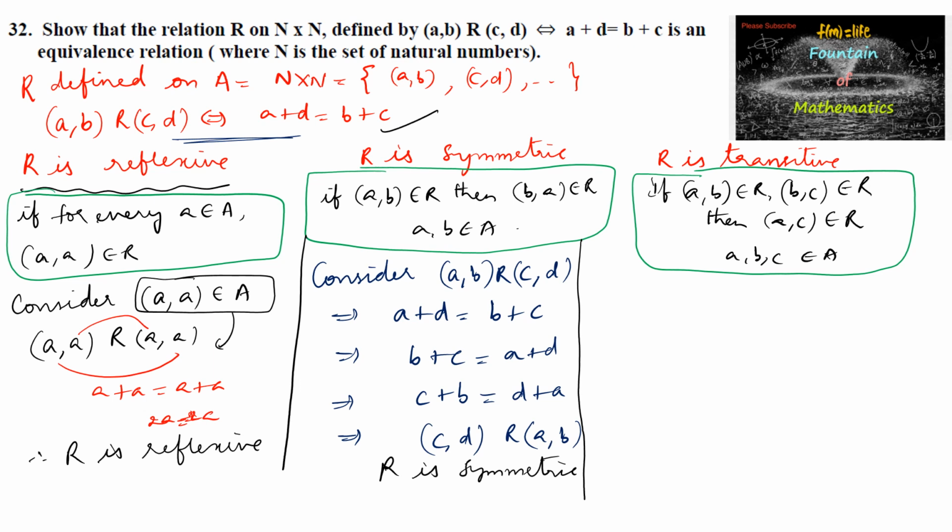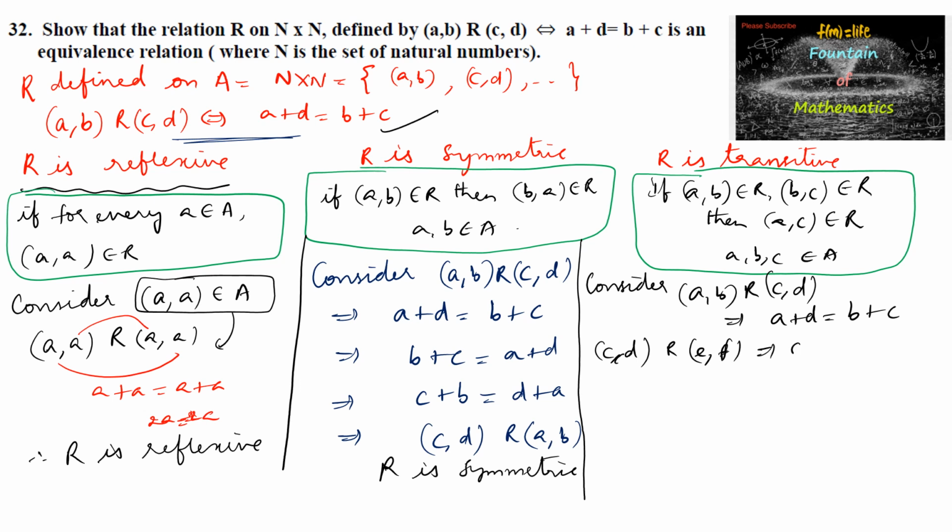And now coming to the transitive, now consider (a, b) is related to (c, d), which implies that a + d = b + c. And also (c, d) is related to (e, f), which implies c + f = d + e. And this c + f = d + e we can also write as d + e = c + f.